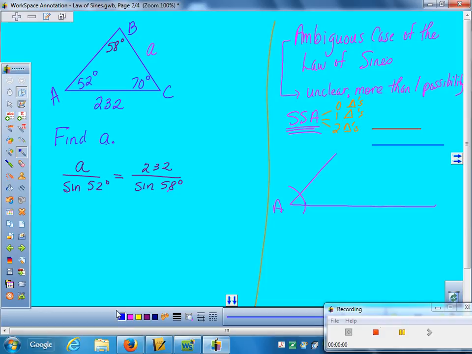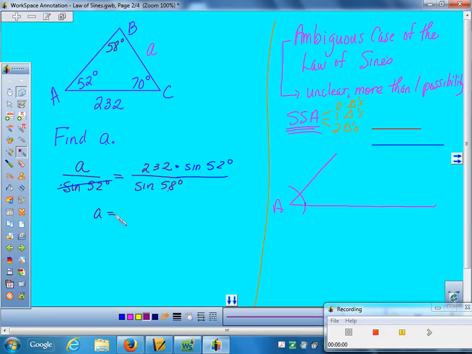Okay, and what do you want to do to get A by itself? Yeah, you're going to multiply the sine of 52 over to the other side, so you're going to be timesing by sine of 52. And this is why your calculator is going to be your best friend, because you're going to have to punch all this stuff in. I would type it in, I would do a fraction and type it in as 232 times sine of 52 divided by sine of 58.